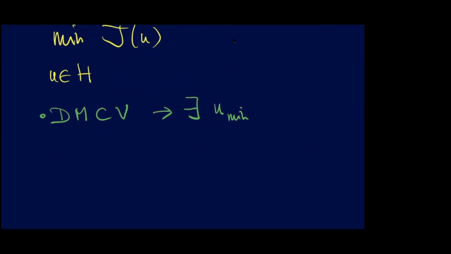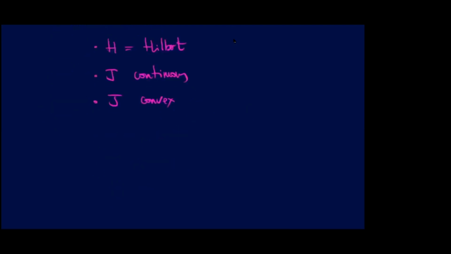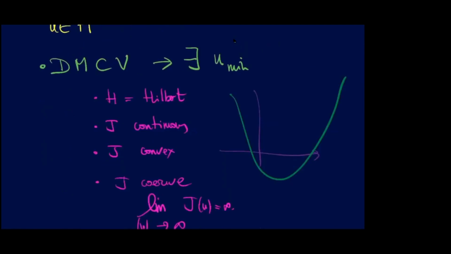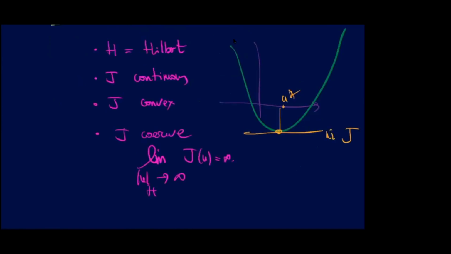So these conditions are, I remind you, basically H to be a Hilbert space. It could be also reflexive. J to be continuous, right? J to be convex, and J to be coercive, right? Which is the fact that the limit as u goes to infinity of the norm of J is equal to infinity. So basically what I'm saying is that the functional I am considering, J, has a graph of a really nice convex coercive functional that will definitely then reach the minimum over here, right? This will be the minimum of J. Good. Okay, so this is the theory.